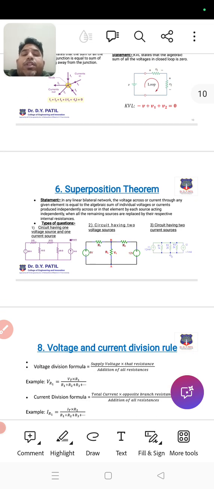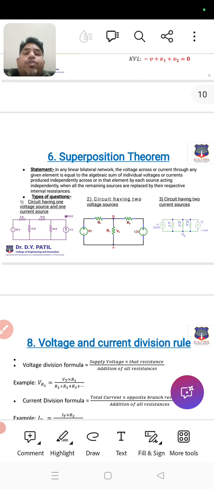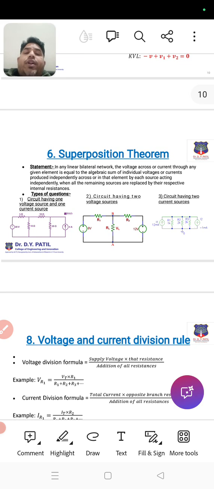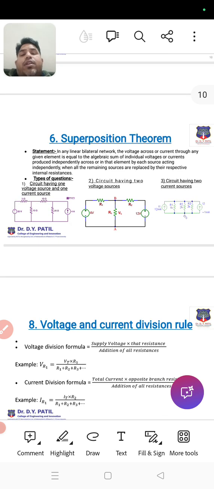The superposition theorem: linear means its parameters must remain the same and must not change when we are applying current, voltage, and temperature. Bilateral network means the current can flow in both directions. In any linear bilateral network, the voltage across or current through any given element is equal to the algebraic sum of the individual voltages or currents produced independently by each source acting independently, when the remaining sources are replaced by their respective internal resistances.